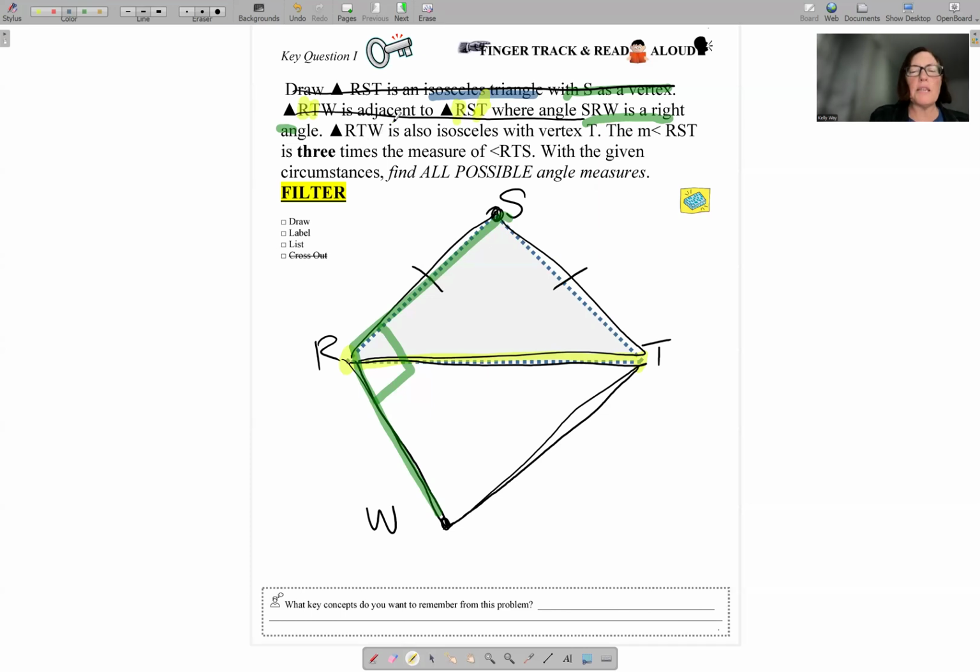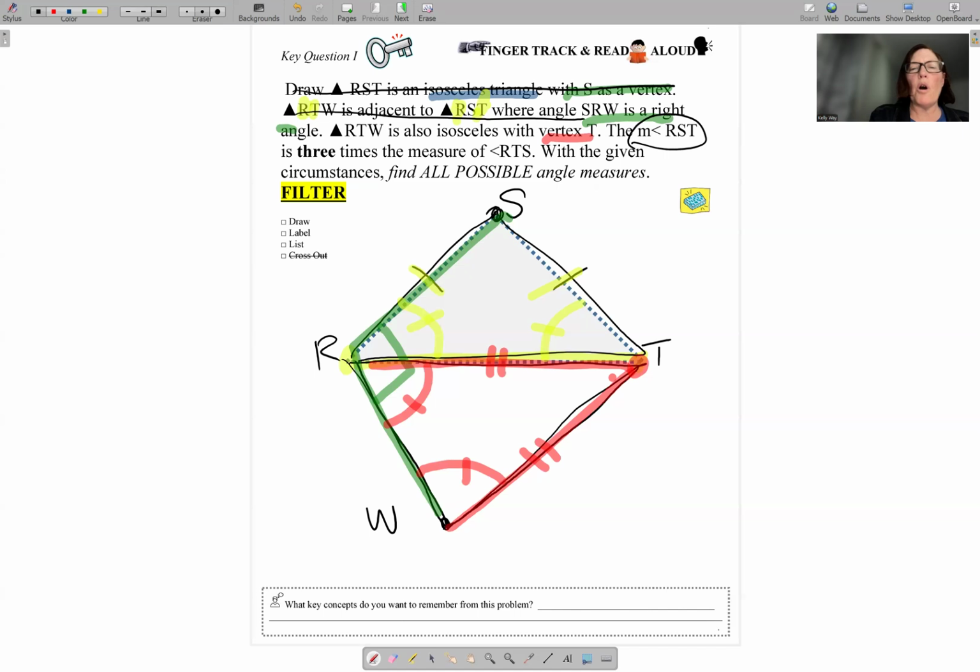Says RTW is isosceles with T as the vertex. So T is the vertex going this way. That means these two sides are equal, which will force these two angles to be equal. And in the triangle above, these two sides are equal. Therefore, these two angles: two equal sides, two equal angles.